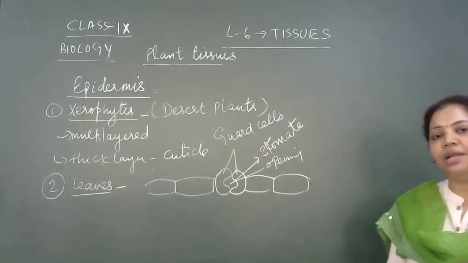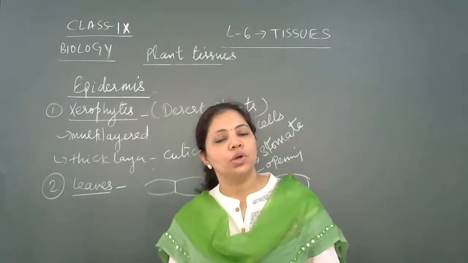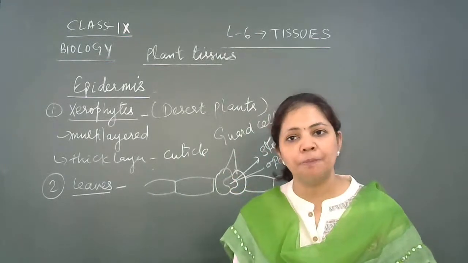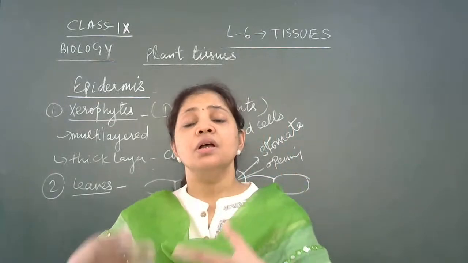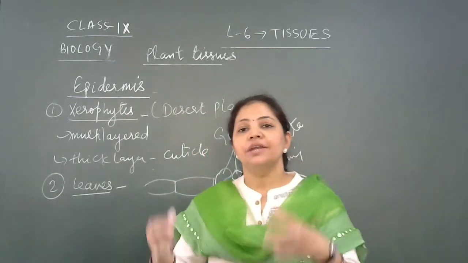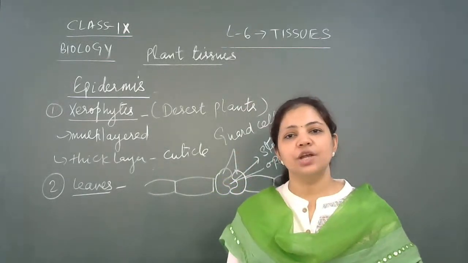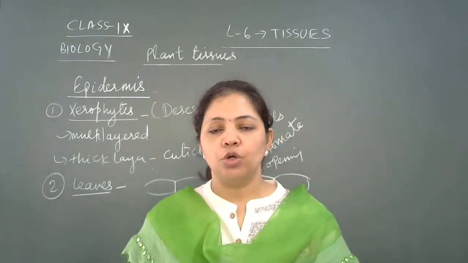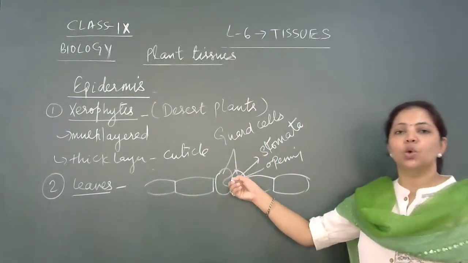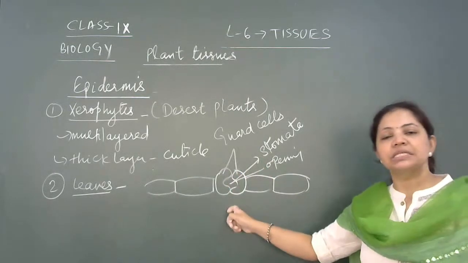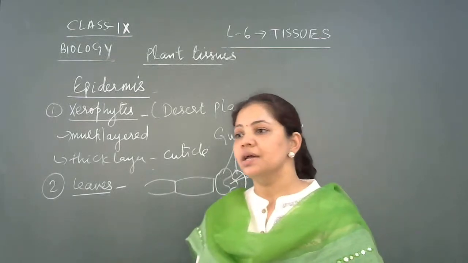And children, like any other plant cell, the guard cell also contains a nucleus, then cytoplasm, and chloroplast, right? And their main function is to regulate the opening and closing of the stomata. The main function of guard cells is to open and close the stomata, right? So where are these present? These are present in the epidermal layer of the leaves.